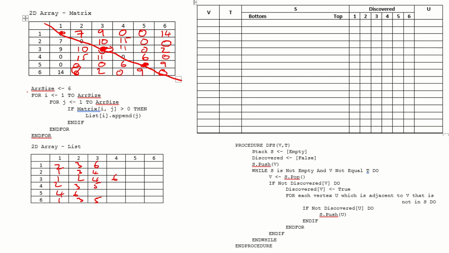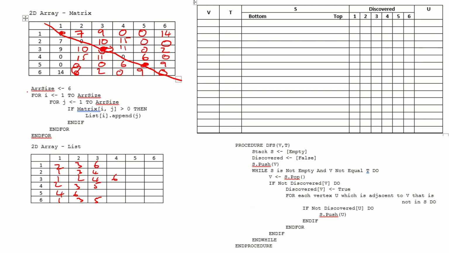We've run out of adjacent nodes, so we've done 1 and 5. So end while, up around the while loop again. While the stack is not empty, the stack is definitely not empty, and v is not equal to t. V is currently 6. That is not equal to t, the target.